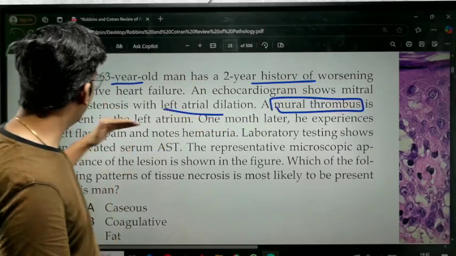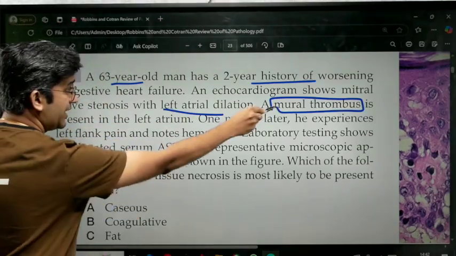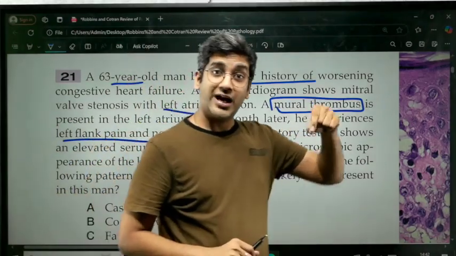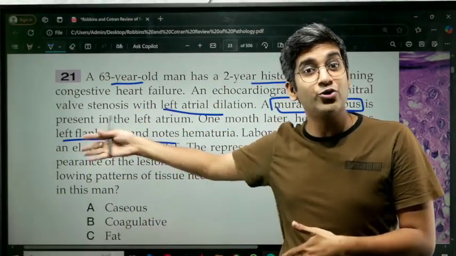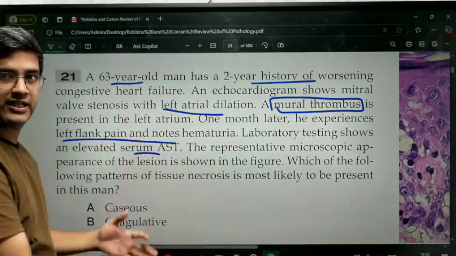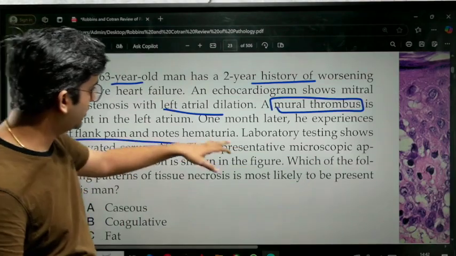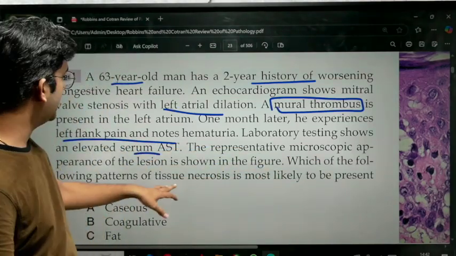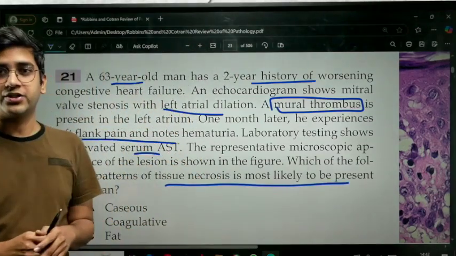One month later, he experiences left flank pain and notices hematuria. This is important. The mural thrombus could have embolized and got stuck in the kidney, because of the loin pain and also hematuria, right? Okay. Lab findings show an elevated AST. I don't know why it is there, maybe a random finding. A representative microscopic appearance of the lesion is shown in the figure. Which of the following is the most likely pattern of tissue necrosis likely to be present in this person, right?